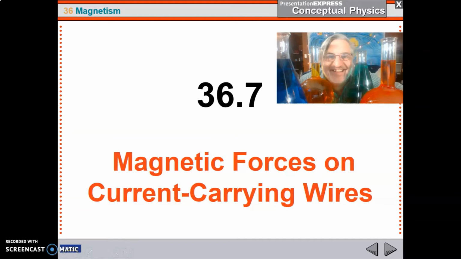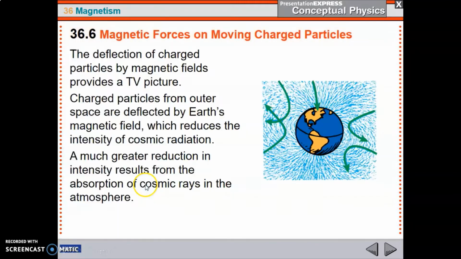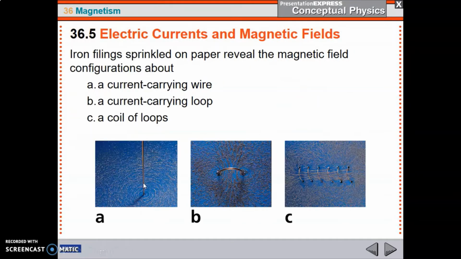36.7 is magnetic forces on current carrying wires. So we talked about how an electromagnet makes a magnet. Now, if we had this coil hanging from a wire, just sitting by itself, could we take another magnet and push this around? Well, yeah. I mean, this is just a magnetic field in here, so we could put up a magnet to it, attract it at one end, or push it away with the other end.